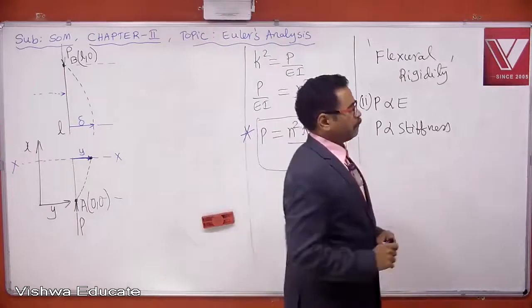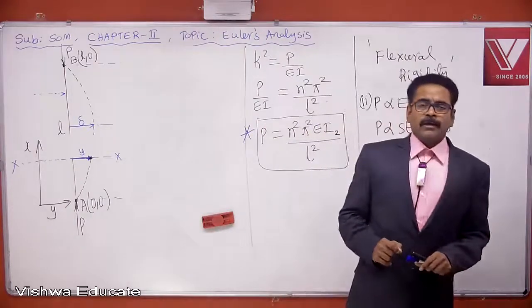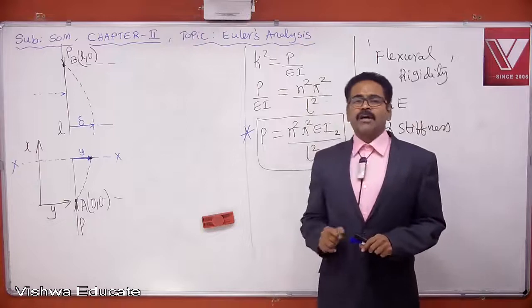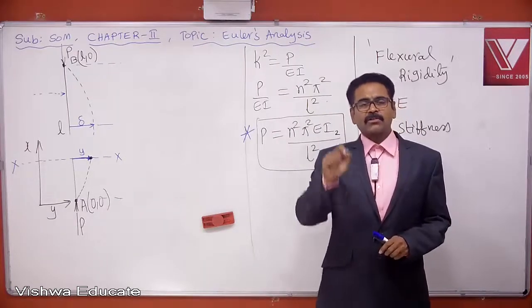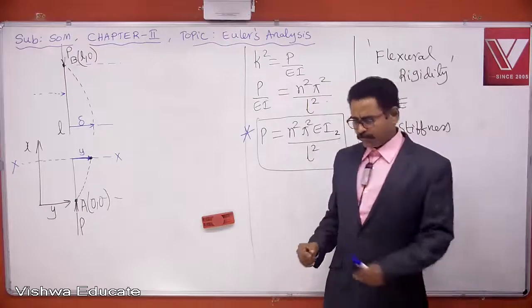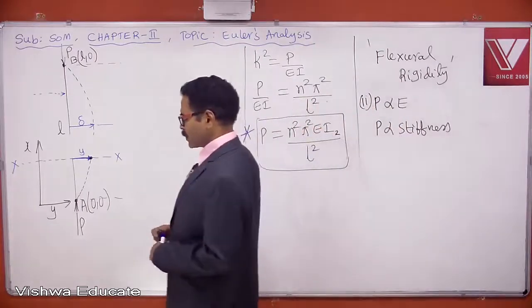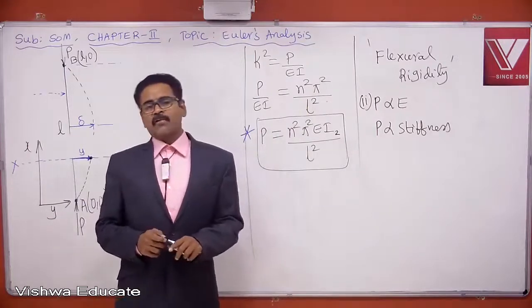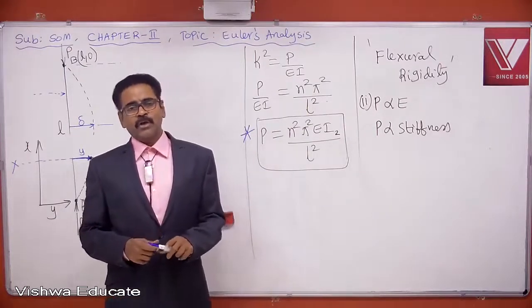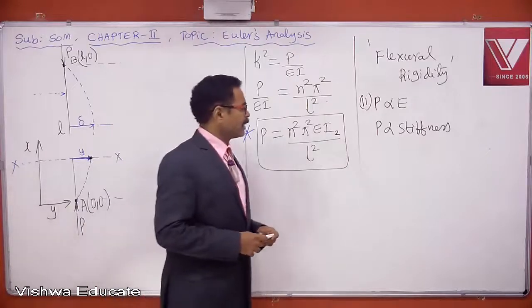First one. If length is increased to double, Euler's critical load becomes dash.